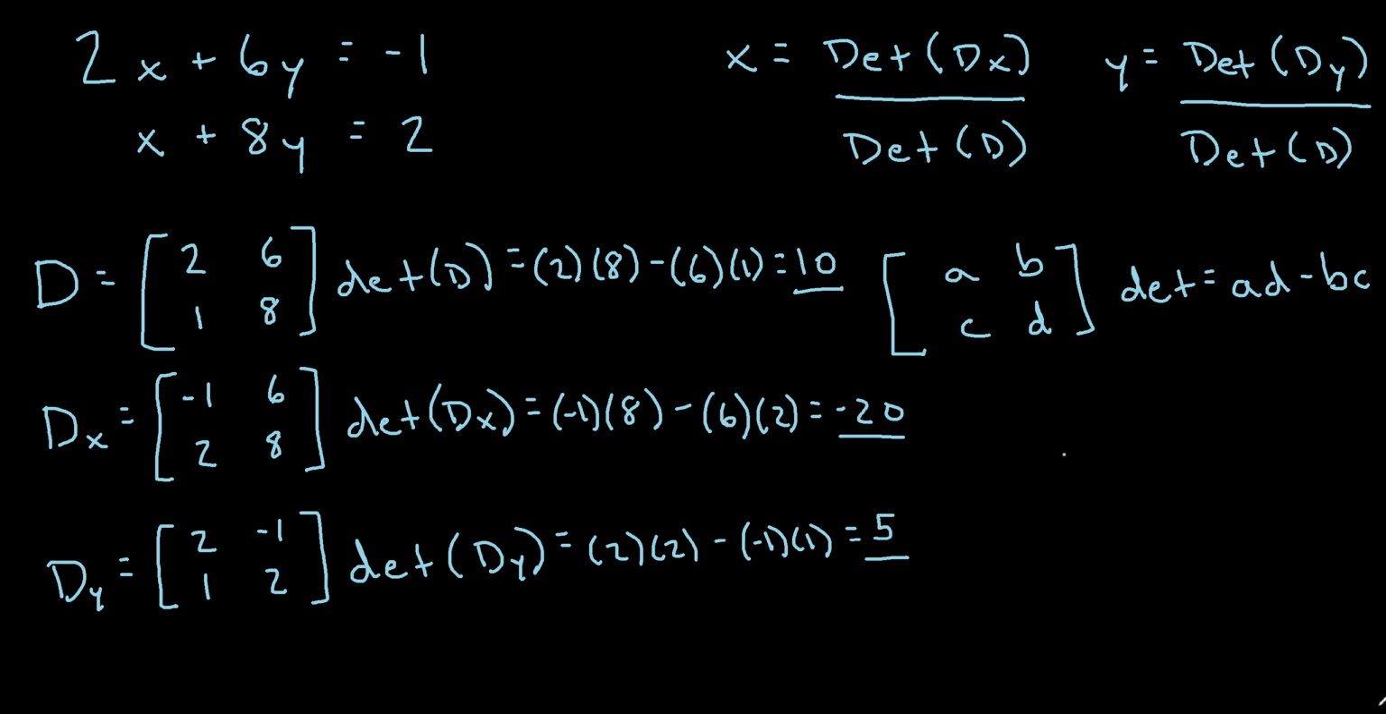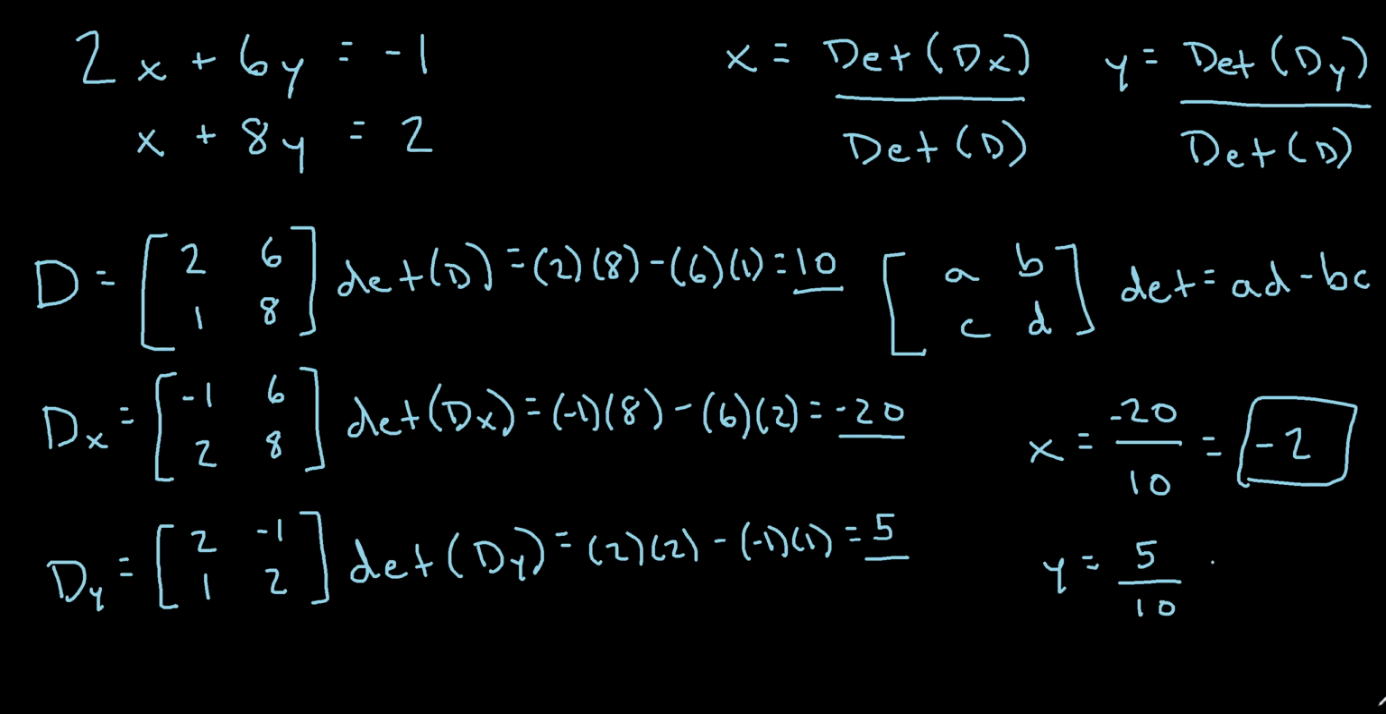Okay, so our last steps are solving for x and y. So x, we said, is the determinant of Dx, so that's -20, divided by the determinant of D, which we found was 10. So -20 divided by 10, that's -2. And for y, we have the determinant of Dy, so 5, divided by the determinant of D, which we found was 10. So 5 over 10, that can be reduced to 1/2. So our final answers are x is equal to -2 and y is equal to 1/2.